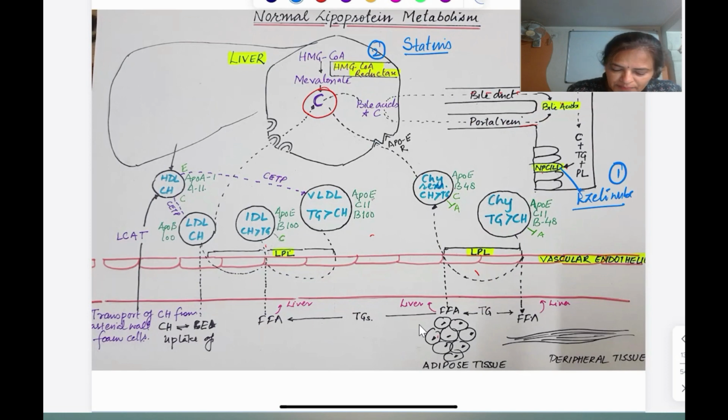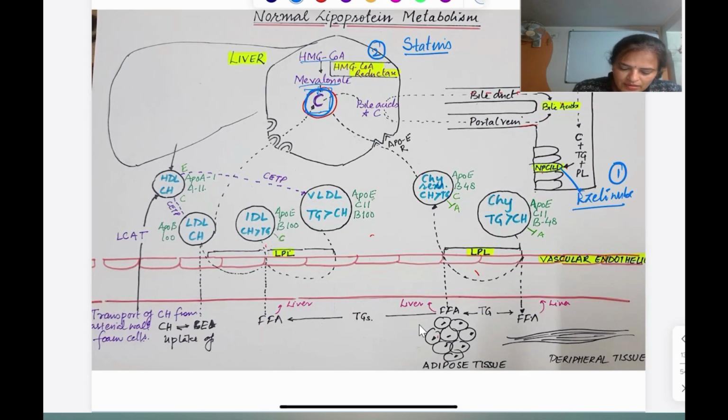This is a rate limiting step in the synthesis of cholesterol. What this enzyme does is convert HMG CoA into mevalonate, which is then converted into cholesterol. So ultimately there is no synthesis of cholesterol. What is HMG? 3-hydroxy-3-methylglutaryl coenzyme A, which is converted into this. So with statins, what will happen if this synthesis is not there?